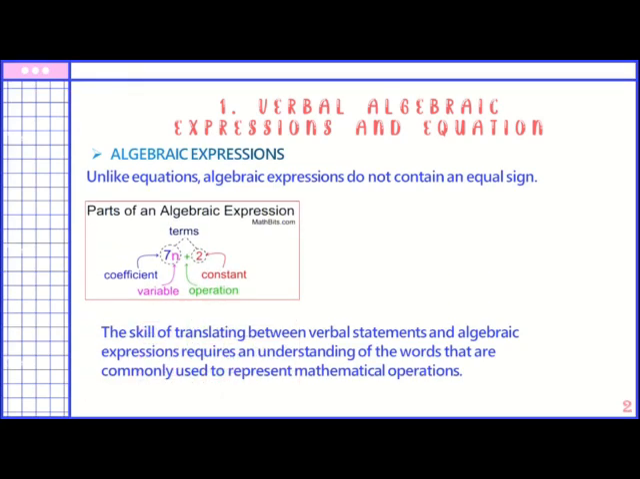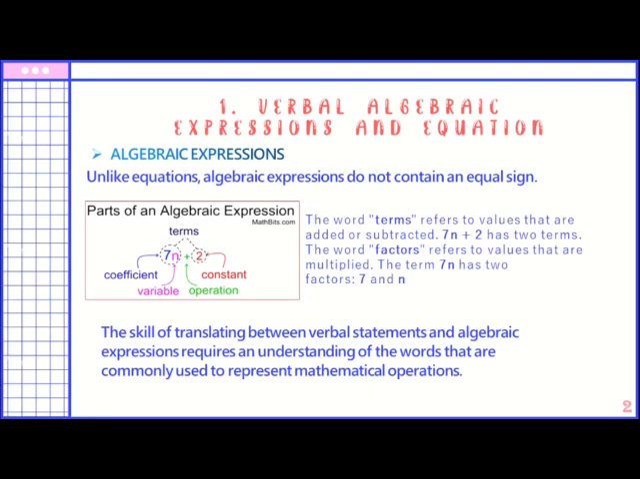In the first material, I will explain about verbal, algebraic expression and equation. In this slide, there are algebraic expressions. Unlike an equation, an algebraic expression does not contain an equal sign. Look at that picture. There are parts of an algebraic expression.